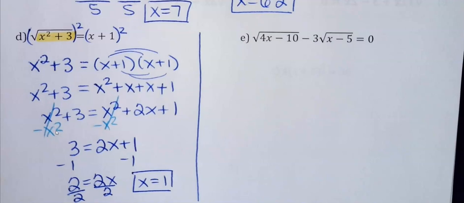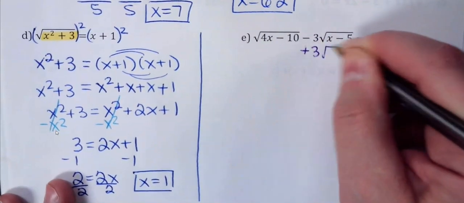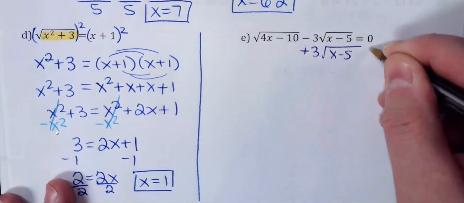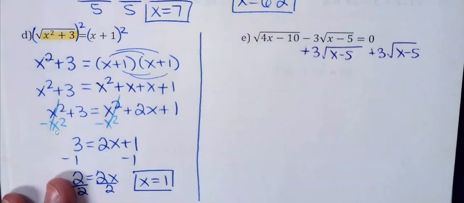Okay, now the last one's kind of tricky because there are 2 different radicals in the same equation. If you have 2 different radicals in the same problem, to isolate, what you want to do is try to get 1 on one side of the equation and 1 on the other. To do that here, I would literally just add this 3 times the square root of x minus 5. I'm just going to add that whole thing, completely legal, to the other side of the equation.